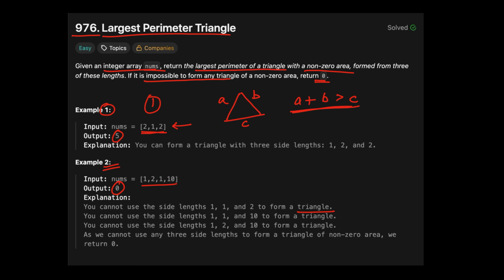The problem statement is very straightforward and easy to understand, and so is its solution. So now let's switch to the whiteboard and discuss how we can solve this problem, starting with the brute force approach, following up with an optimized one.